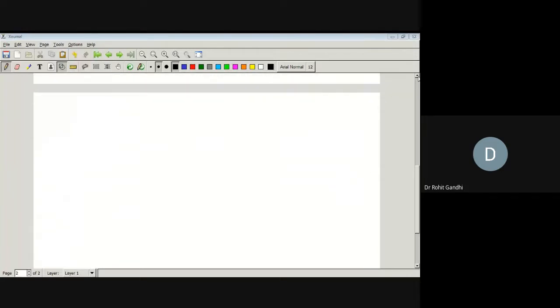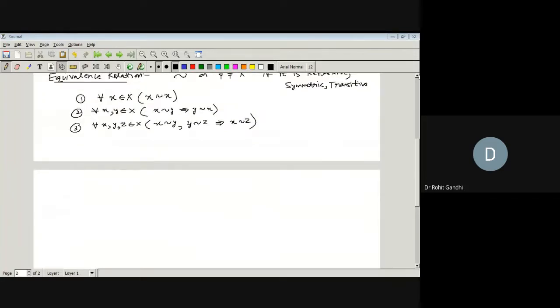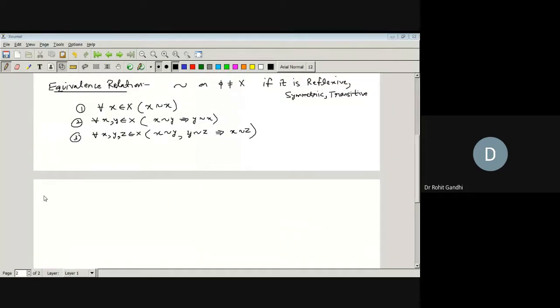Let's see some examples, starting from your school level. The first example we will do is the set of triangles. Suppose I have a set of triangles. All the triangles I have are in this set X. Now I am extracting those triangles which are similar to each other. So now I am going to consider those triangles which are similar.